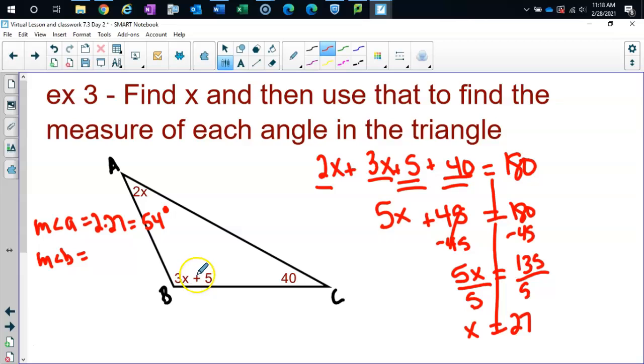B is 3x plus 5. Well, x is 27. So it'll be 3 times 27 plus 5. Punch that into your calculator. 3 times 27 plus 5 is 86 degrees.